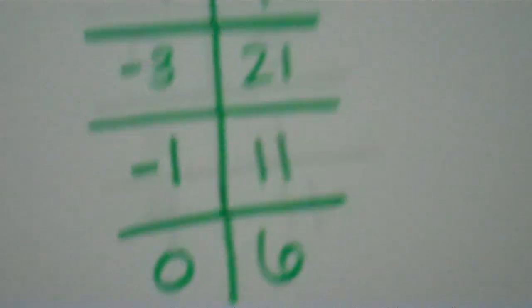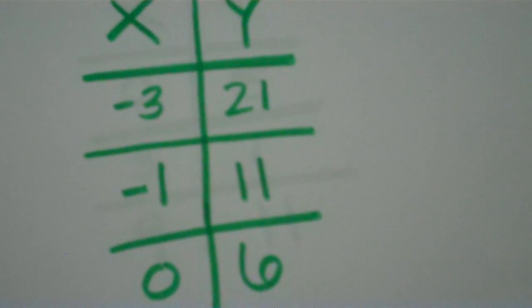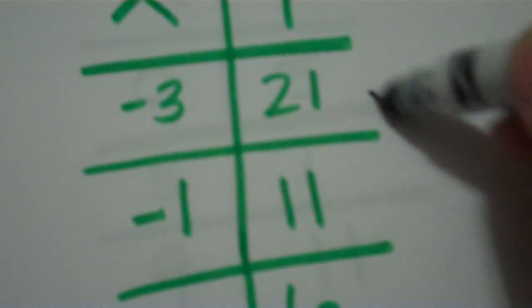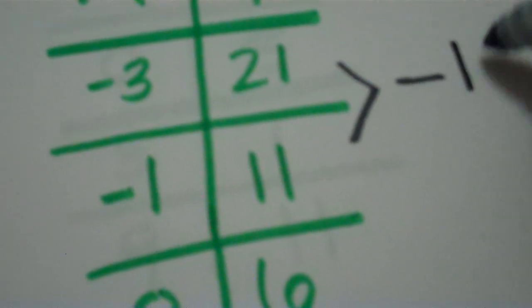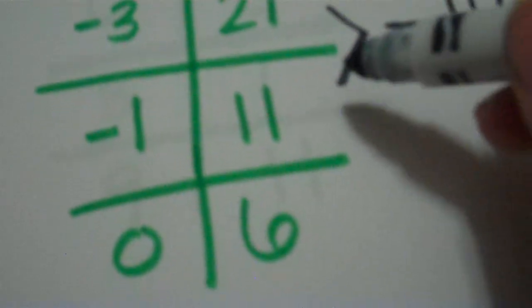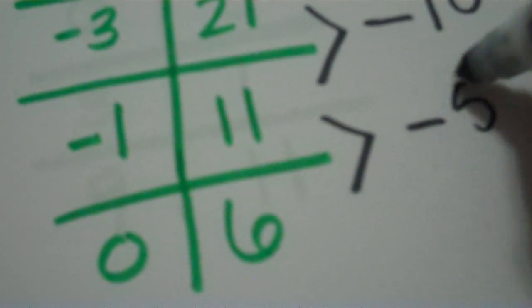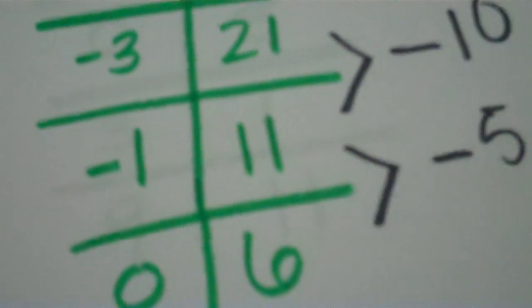Alright, write this table down. Pause if you need to. What happens if you're going down? So for example here, to go from 21 to 11, I'm going down 10. Okay? And from 11 to 6, I'm going down 5. 11 minus 5 is 6. 21 minus 10 is 11.